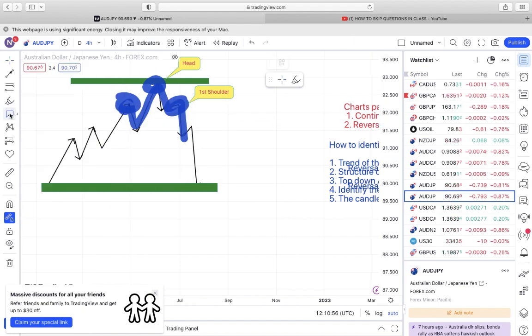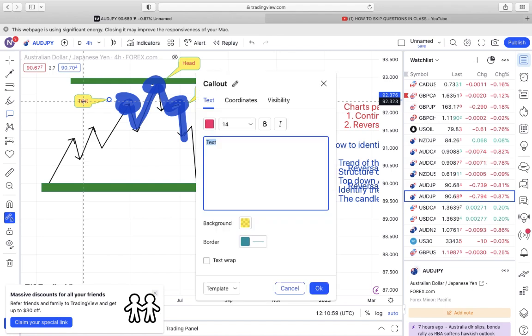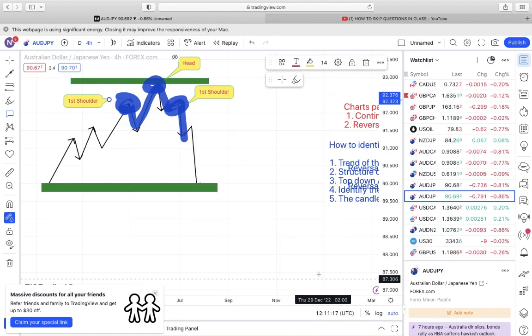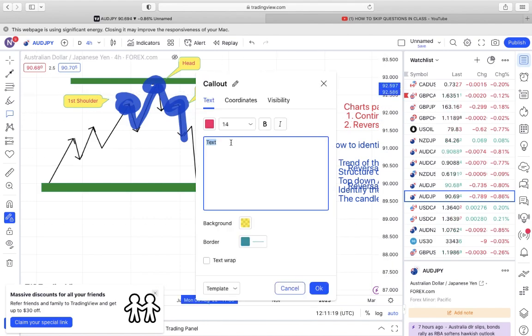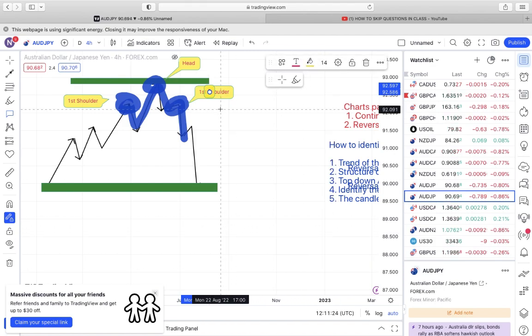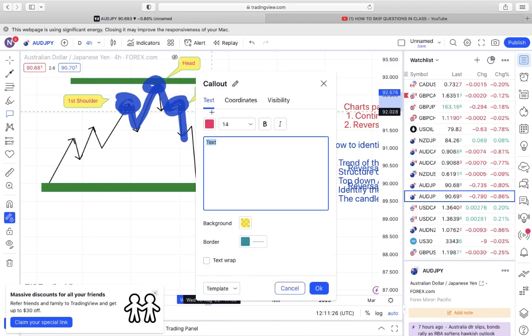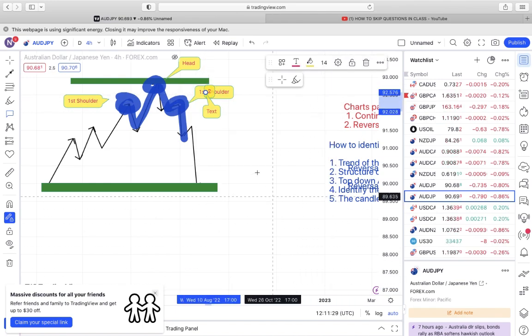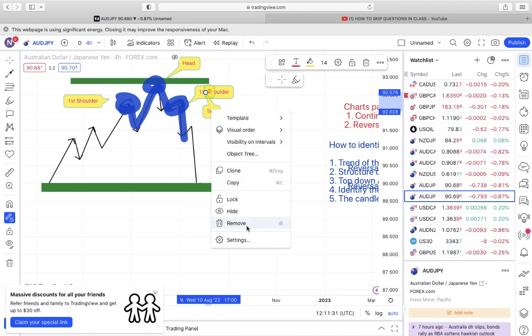Sorry. This one is the first shoulder. The first shoulder, guys. Now this is the first shoulder, and this one is the second shoulder. I think you get it. This is the second shoulder here.